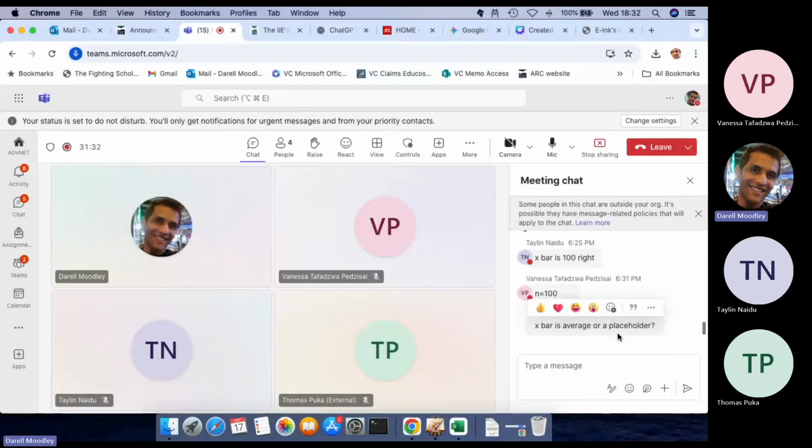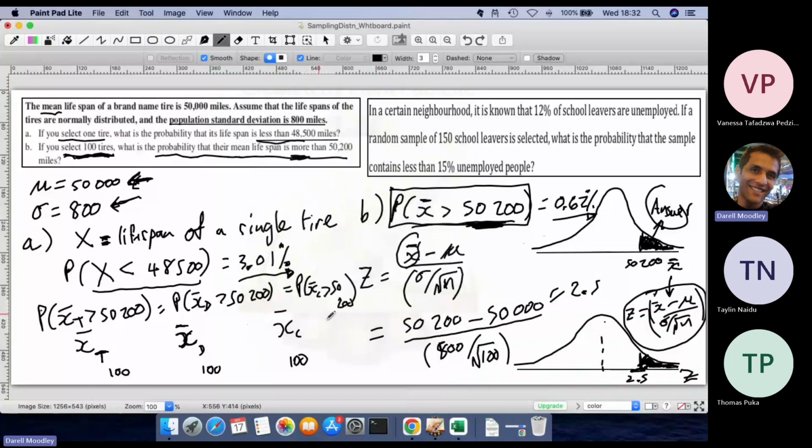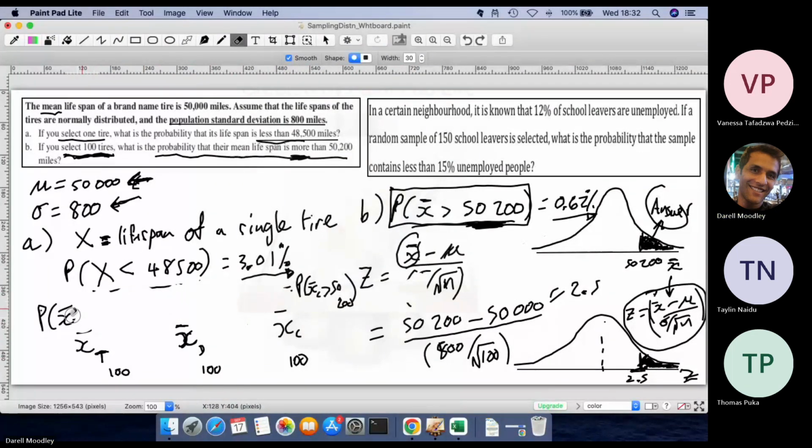N is 100. Yes, Vanessa, that is correct. X bar is the average. Yes, X bar is the average. So instead of, let me just clear this part out.